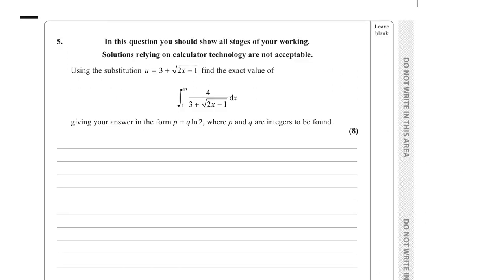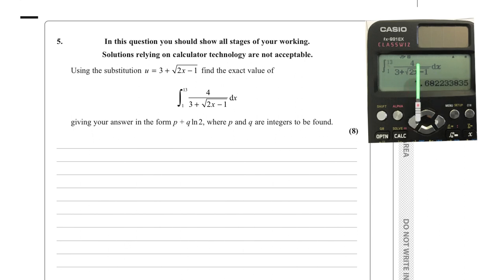Okay. So, in this question, you should show all stages of your working. Solutions relying on your calculator technology are not acceptable. However, are we still going to use our calculator to check that we have done this correctly? Yes. So, step 1, let's put it into our calculator.